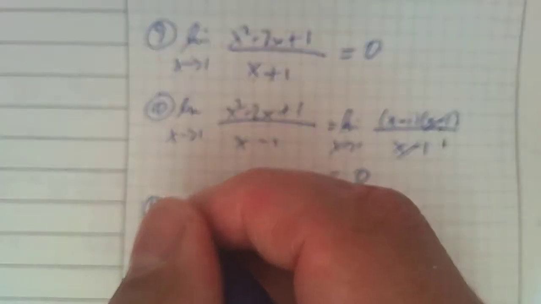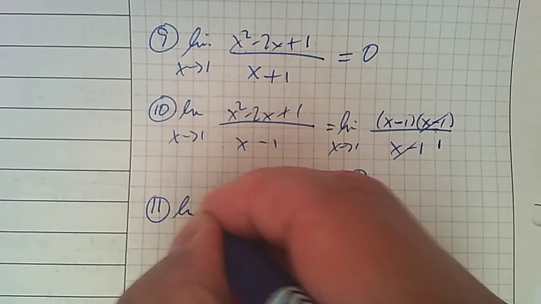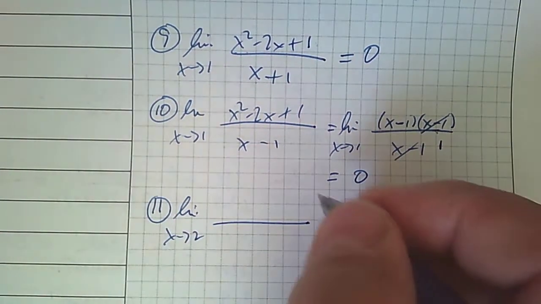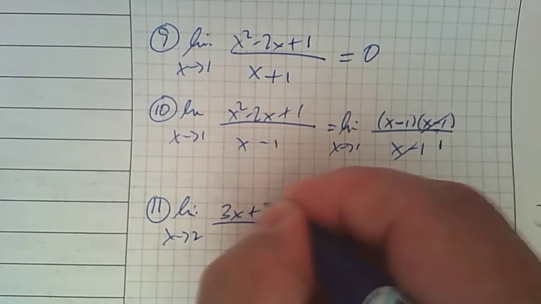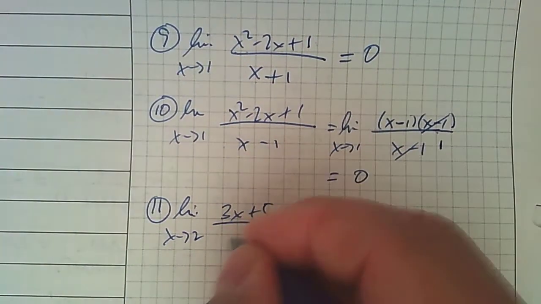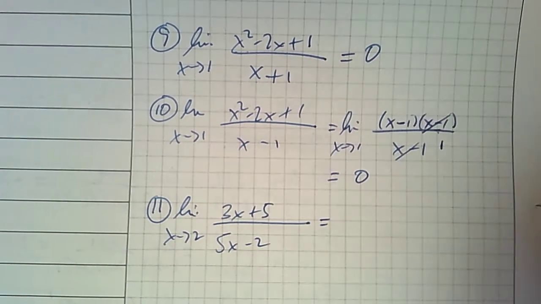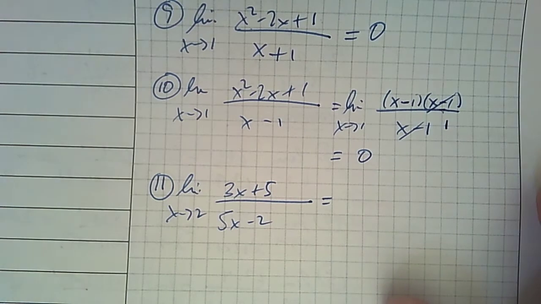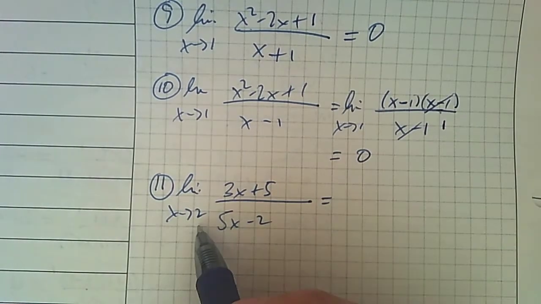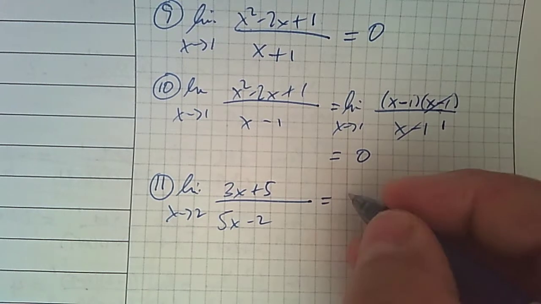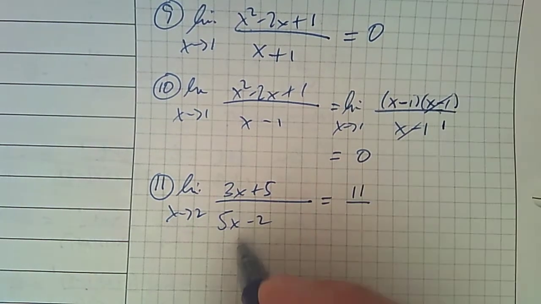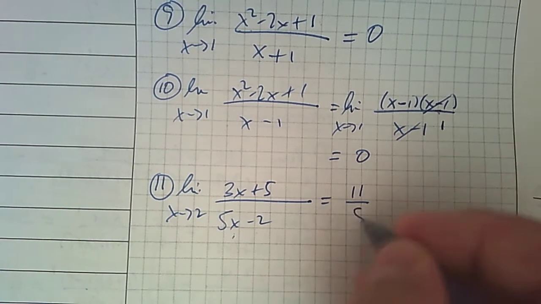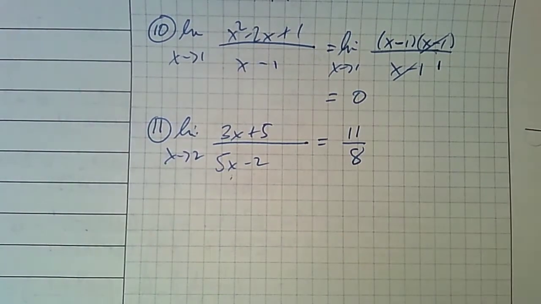Number 11. The limit as x approaches 2 of 3x plus 5 over 5x take away 2. Step number 1 is to substitute in. Is it continuous at 2? So in the numerator, I get 11. The denominator, I get 10 take away 2. So the answer is 11 over 8. It is continuous. So since it's continuous, the value when you substitute in is what your limit's approaching. That's it.